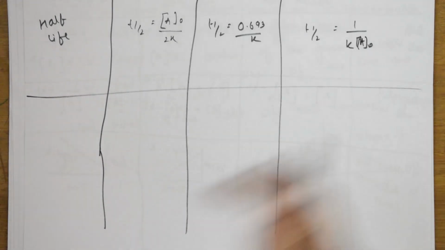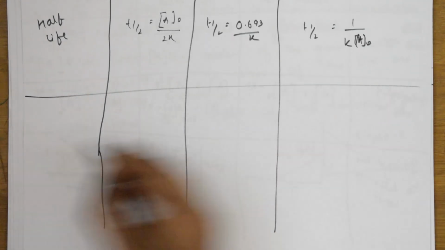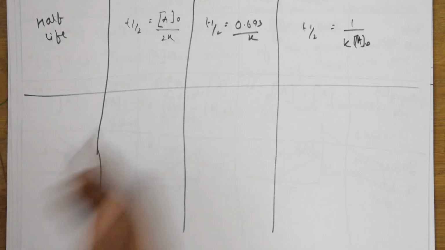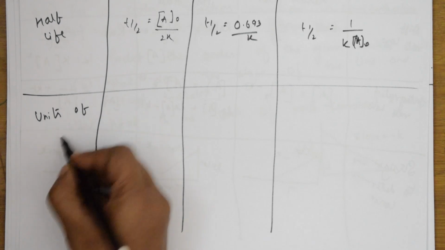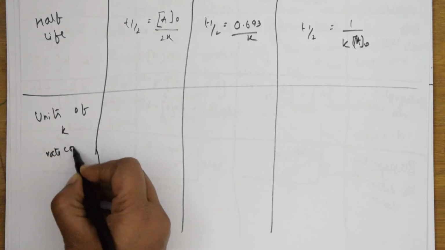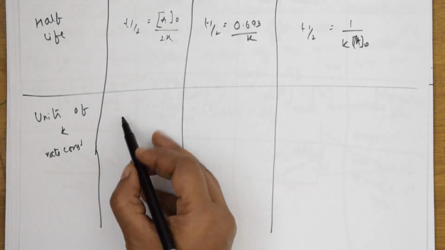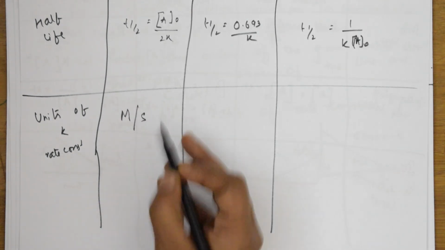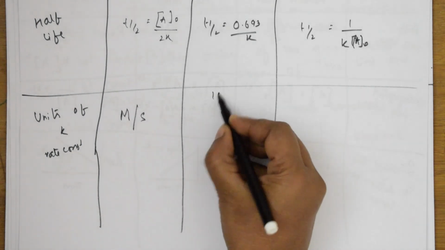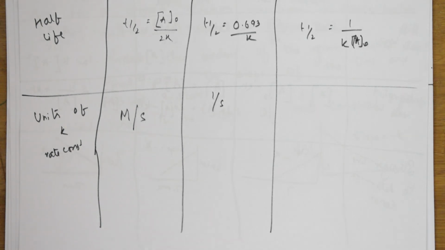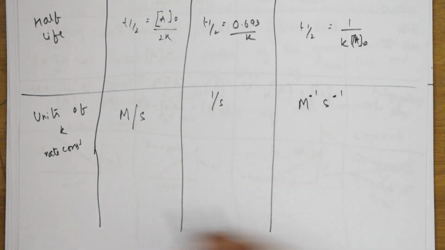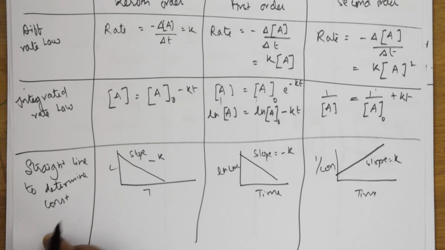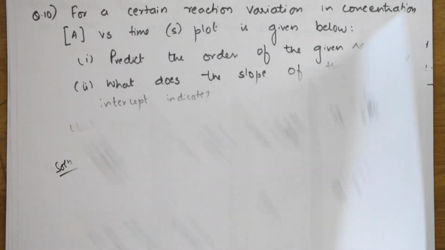So when I have to write the units for this, they've asked me units also. So the units of K, that is your rate constant. What are the rate constant units? Concentration means molarity, so for zero order it is molarity by second. In the second one, it is 1 by second. In the third one, M inverse, second inverse. So this is the data which you have. You always remember these four. Very important for your exam. These four are enough. If you remember this, I can write the answer.